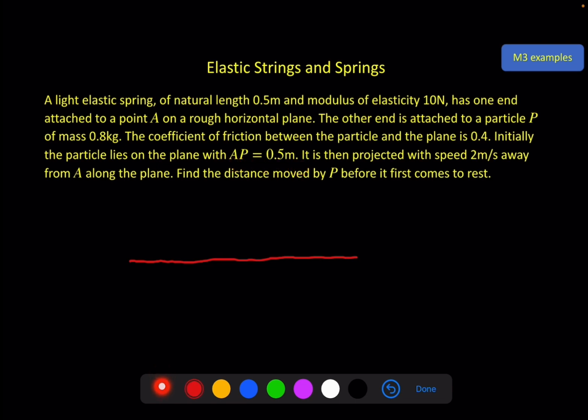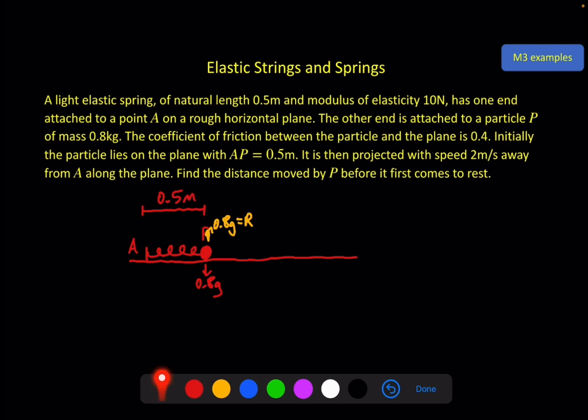Okay, I need to start drawing some stuff, otherwise I'm going to get lost. Point A here, and it's a spring, not a string. I'll draw it like this. Particle here at P. We need friction, so I'm also going to add on the weight here, 0.8 g, to give us the reaction of 0.8 g, because we'll need that for the friction. We're told that the particle lies on the plane with AP 0.5 initially, which is nice because 0.5 is the natural length of the spring, so initially there is no extension or compression, and therefore no elastic potential energy.